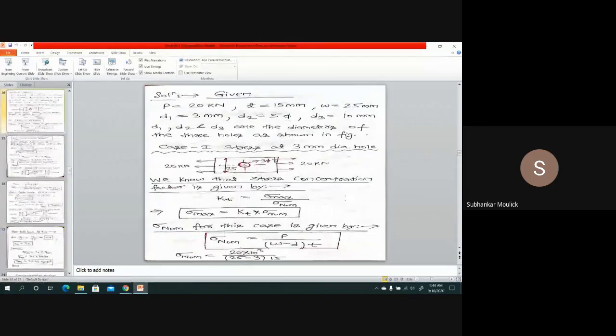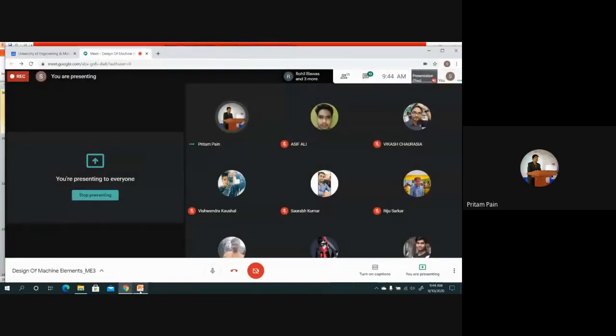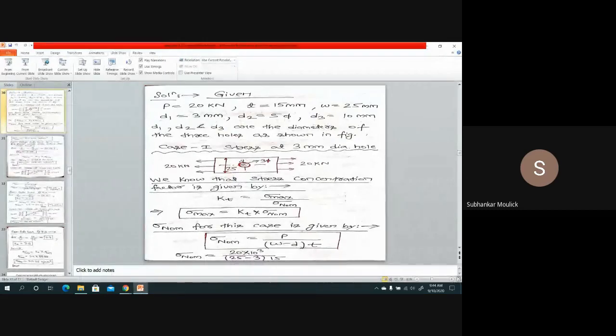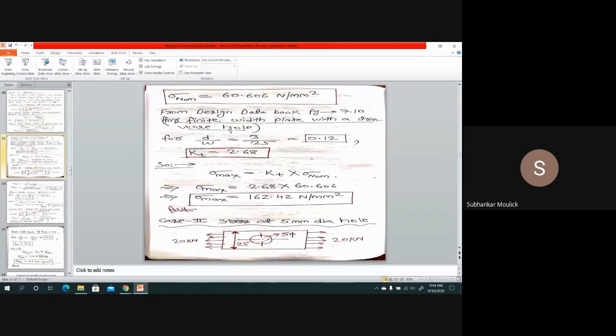So can you tell me what is D1 and what is W? For the first case, what is D1 and what is W? Yes, D1 is 3 mm and W is 25 mm. So A by W is nothing but D1 by W, that means 3 by 25. If I solve this expression, 3 by 25, it will come out to be 0.12. That means corresponding to D1 by W or A by W equal to 0.12.